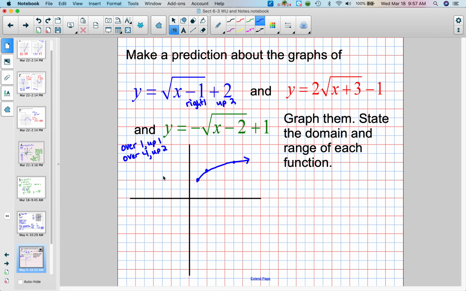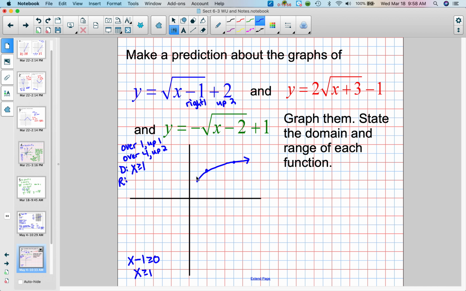Then I asked you to state the domain and range. So for this particular one, our domain is, we can't go to the left. It has to be, and let's think about why. X minus 1, you can't have a negative underneath the radical and have a real number. So x minus 1 has to be greater than or equal to 0, which means x has to be greater than or equal to 1. So that's why that happens. So it's important that you understand that.